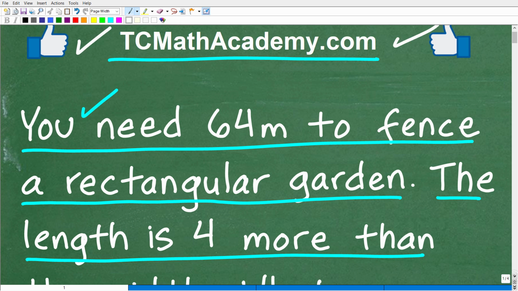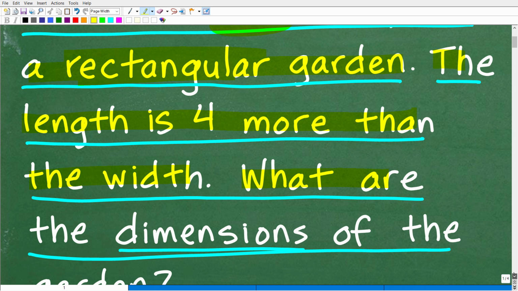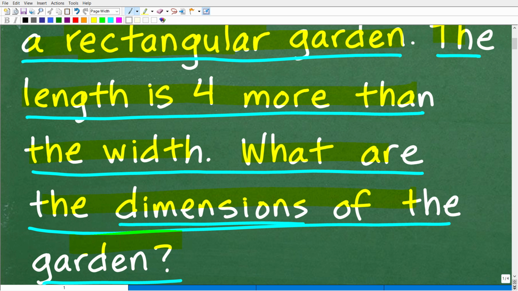All right, so let's go ahead and take one more look at this question before we see the answer. So we need 64 meters to fence a rectangular garden, right? So we got all these critters, maybe rabbits coming in, eating our carrots, whatever the case, we're trying to garden. So we need 64 meters to basically fence in the entire rectangular garden. Now the length of this garden is 4 more than the width. And the question is, what are the dimensions, i.e. what are the length and width of the garden? Okay, so hopefully everyone understands the question. Now let's go ahead and see the answer.